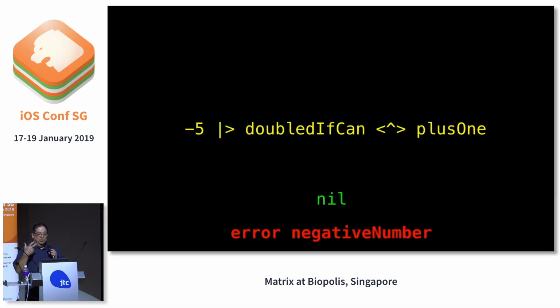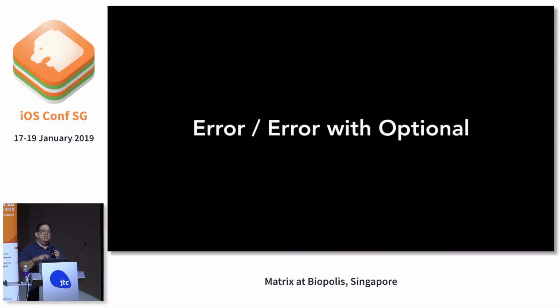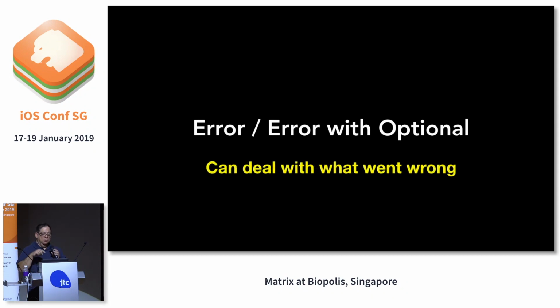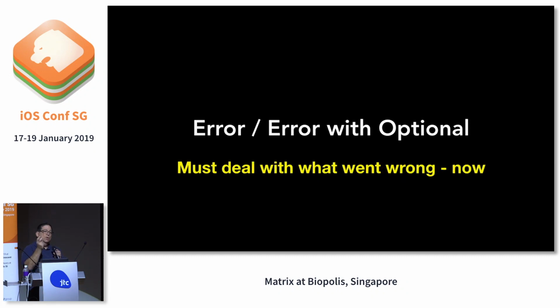So this is feeling a little better to me, this error with optional, but I had to do it inside this try catch, and I had to make this other decision. And even though I love that I know what went wrong, I am forced to deal with what went wrong right away. I can't wait. I have to do it when I call that doubled method. And so I have to deal with what went wrong now.